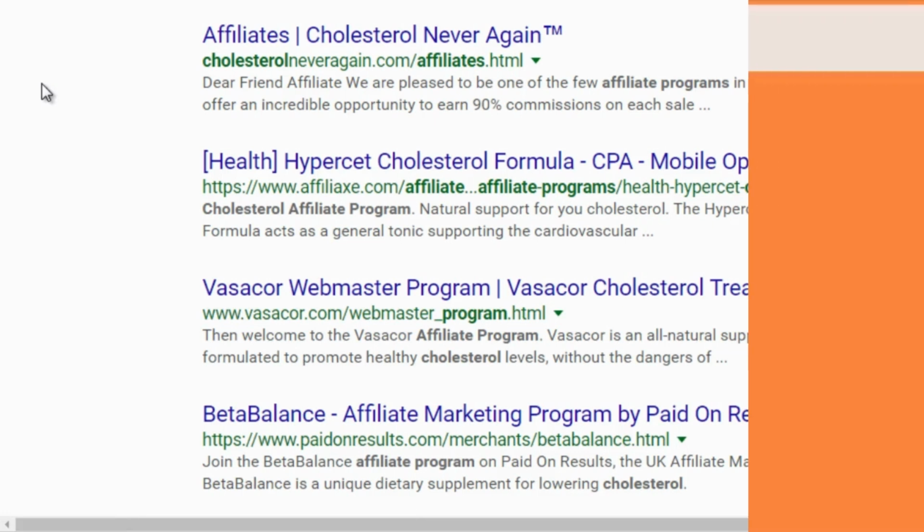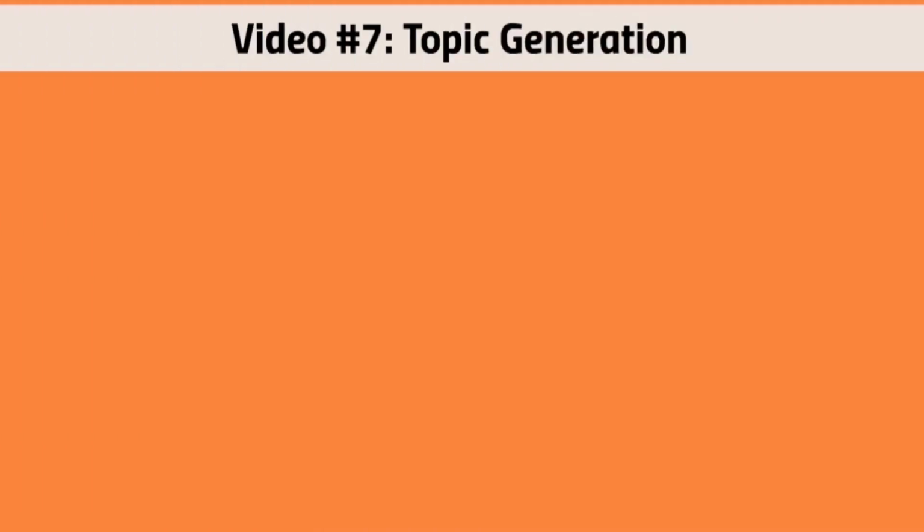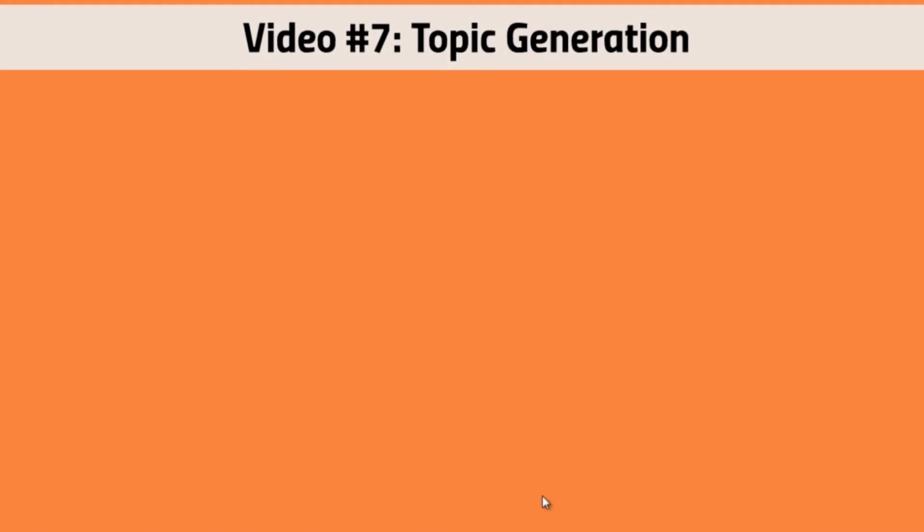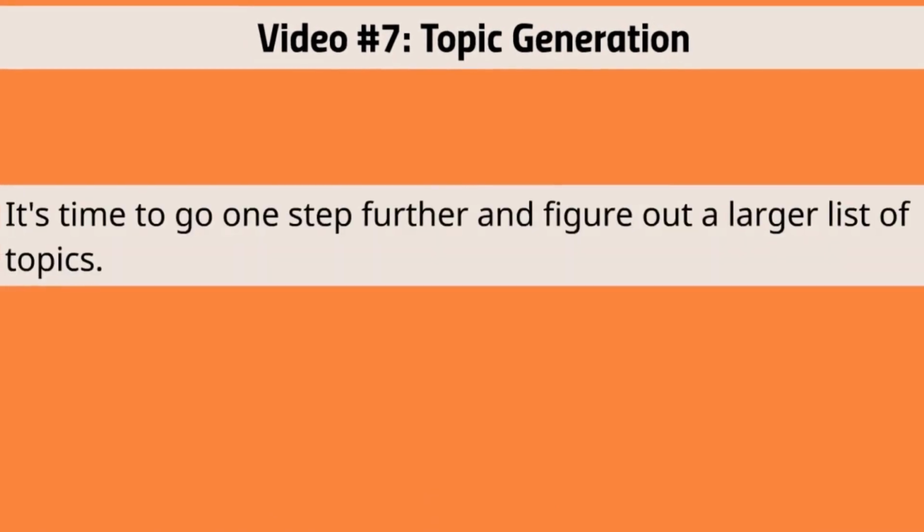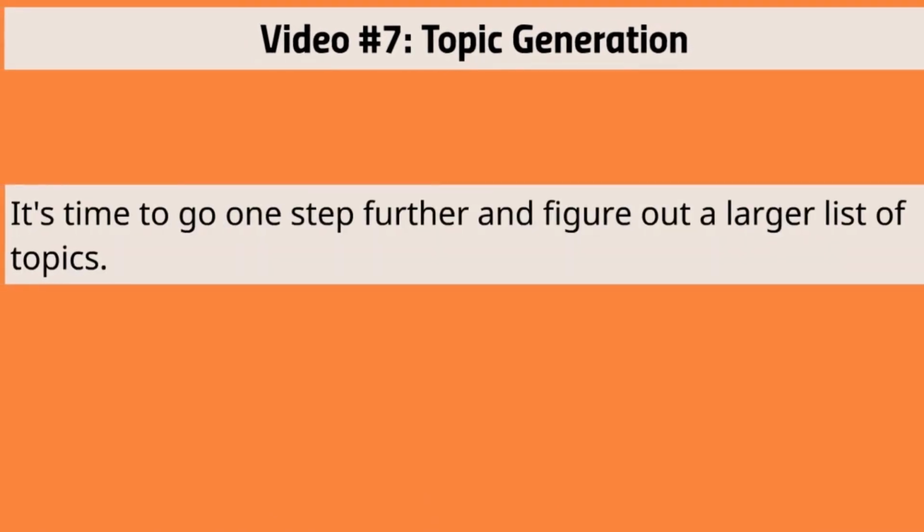Hello and welcome back. This is video number 7 and we are going to talk about topic generation. It's time to go one step further and figure out a larger list of topics. Now, we obviously have a list that we created earlier, but we want to verify that they are truly in demand and that it is something people are asking for out on the internet. So how do you go about verifying this? Let me go ahead and show you.